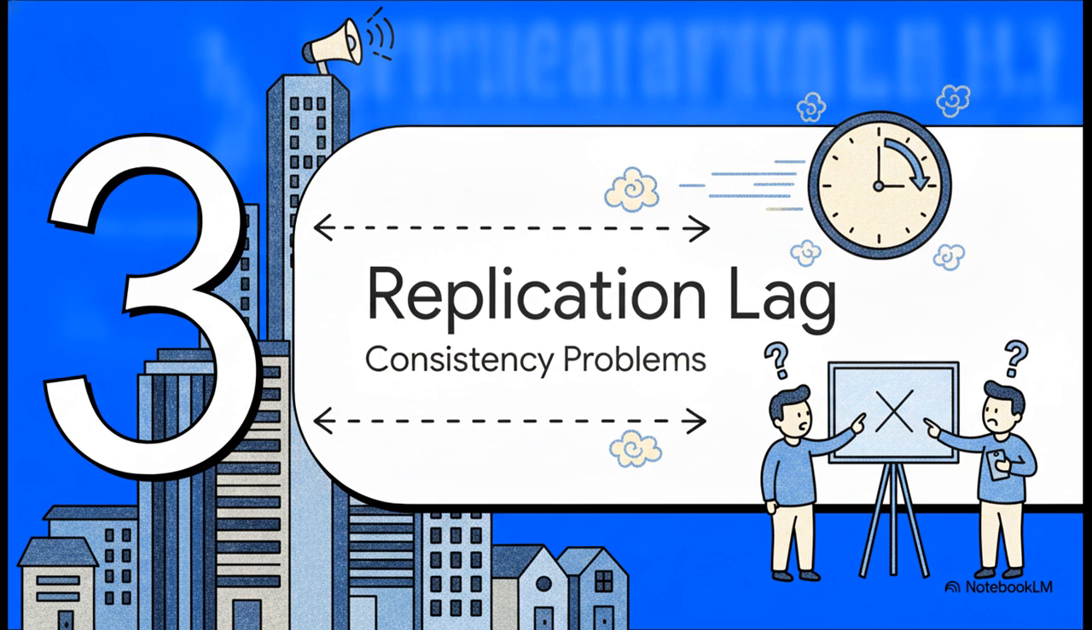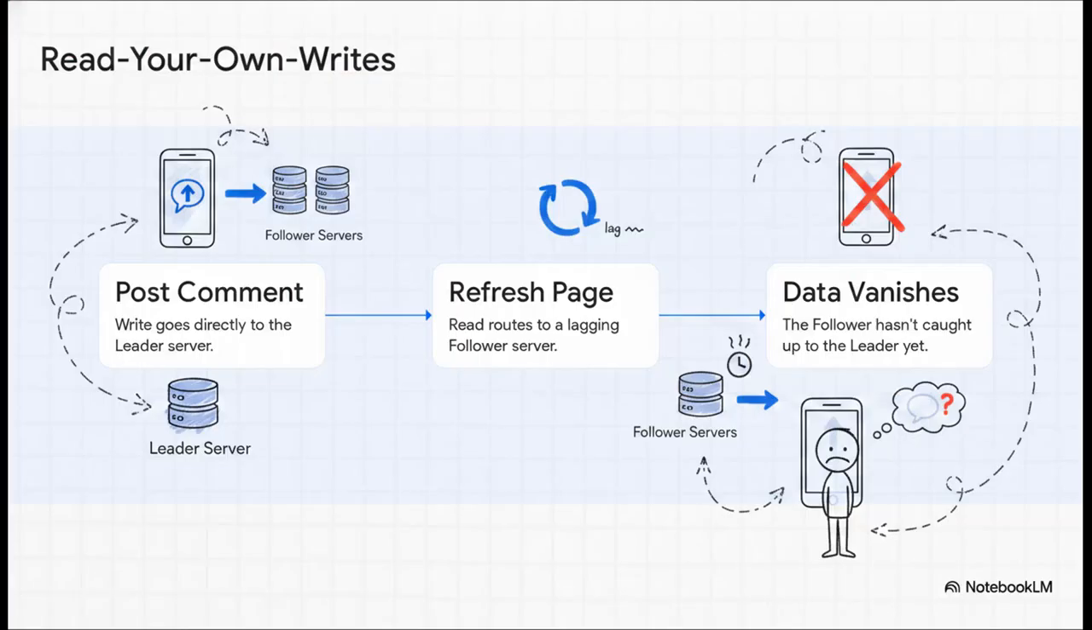Okay, Section 3, Replication Lag and Consistency Problems. Because, as it turns out, that asynchronous voicemail approach comes with a bit of a dark side. See, because followers are always catching up, they are always slightly behind the leader. It's exactly like news spreading through a city entirely by word of mouth.